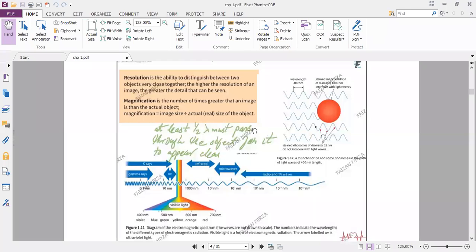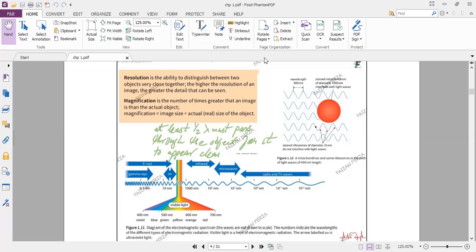So basically we are studying resolution and magnification today, and we are relating it to the electromagnetic spectrum. You need to learn the definition of resolution and magnification as mentioned in this text box. What's resolution? It is the ability to distinguish between two objects which are very close together. The higher the resolution of an image, the greater the detail that can be seen, which means clarity of the image. As I mentioned earlier, magnification is the number of times greater that an image is than the actual object.